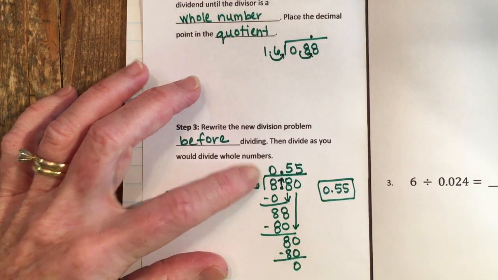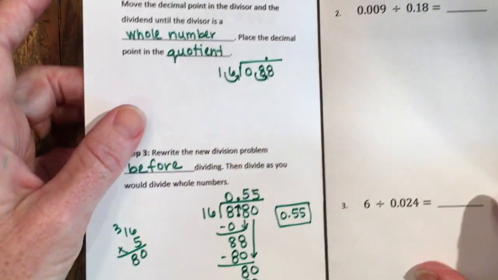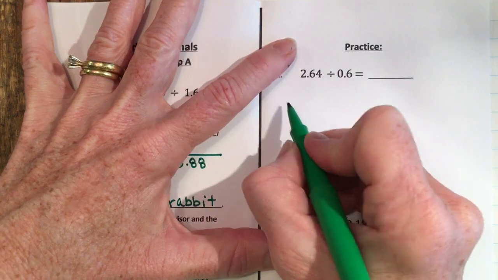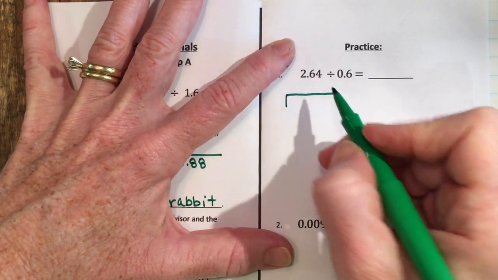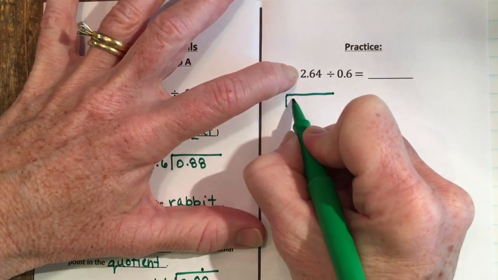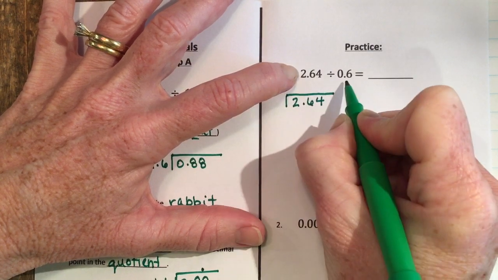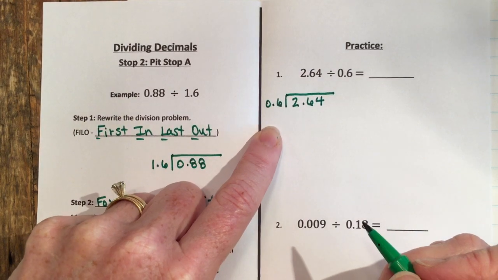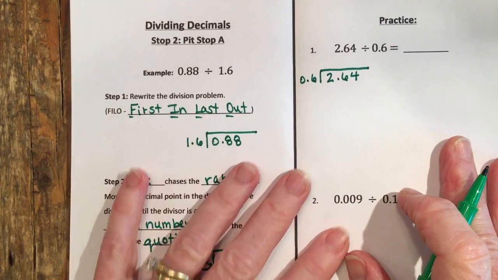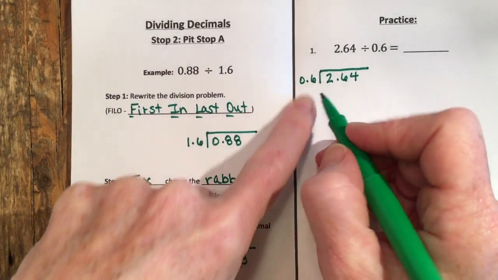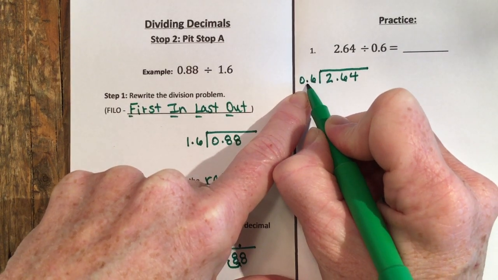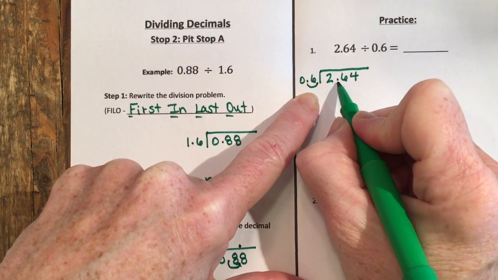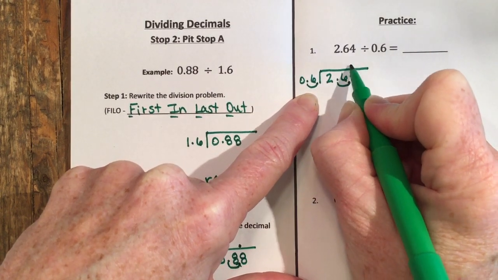All right, so let's practice some more. 2.64 divided by 0.6. The first step is to set it up. First in, that means the first number goes in the house, 2.64. The last number goes outside the house, 0.6. The second step is to remember the fox chases the rabbit. So here's my fox. It's going to move one place before it hits the wall, and then it has to stop. So the rabbit moves one place, and then it does what? It jumps up.